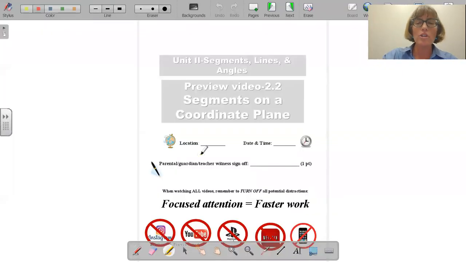Don't forget a date, time, and location, as well as a parental sign-off, friends.